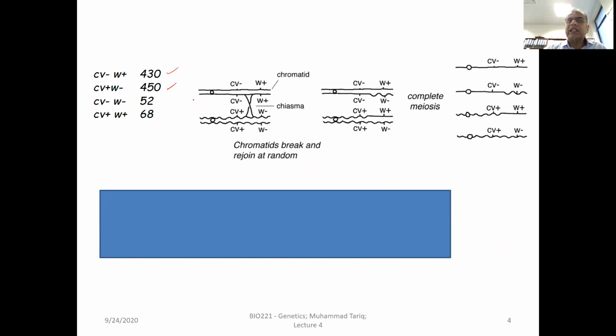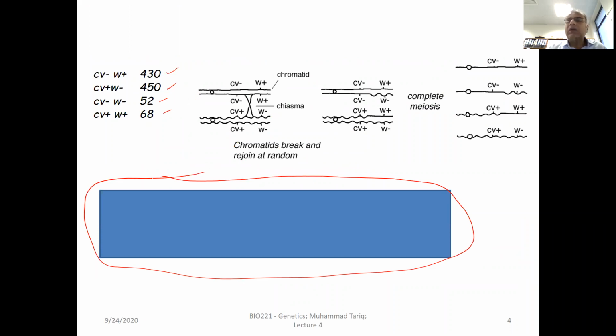As usual, the biggest ones are the parentals and the small ones are the recombinants. I have these big rectangles because I want you to calculate and send in a little assignment. This is a quick one. I think in less than 5 minutes, you will get the answer. So what is the map distance between cross-veinless and white? How much? From these numbers.